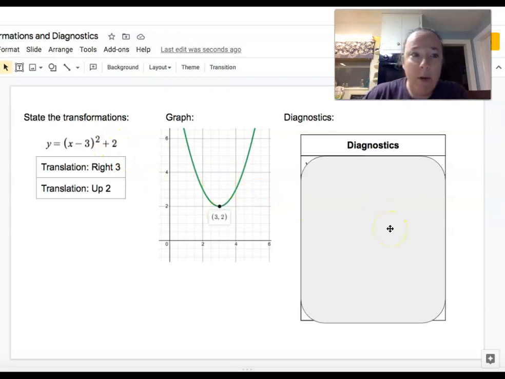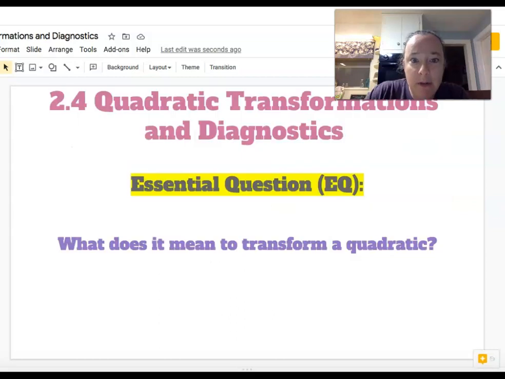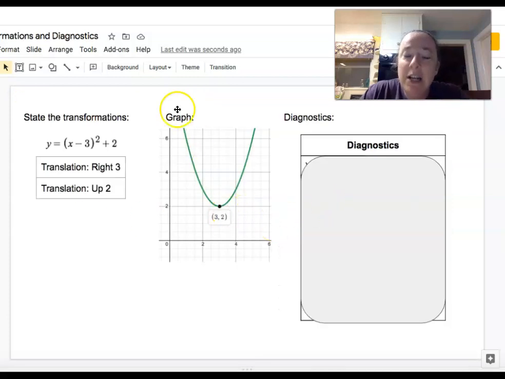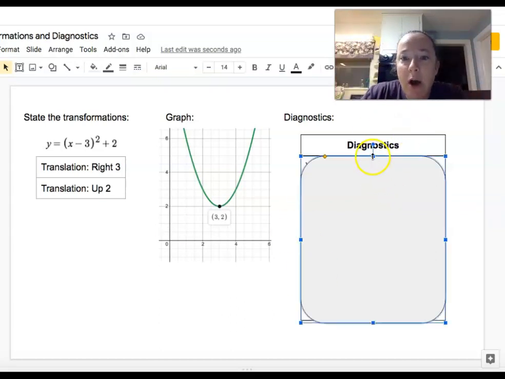So not only are we going to be transforming, because remember the title was Transformations in Diagnostics, you're going to need to be able to diagnose these things. So now that we've translated it up and to the right, we took the parent, which was right here, and it went right 3 and up 2. All we did was move that parent function around. It did not have any dilations, so it is not going to narrow or widen at all, and it didn't reflect. We need to be able to do all of the diagnostics.